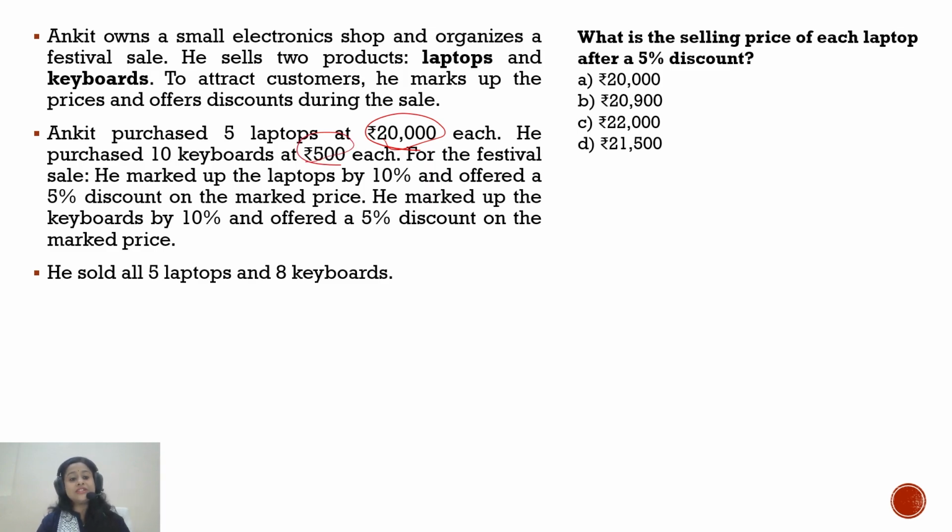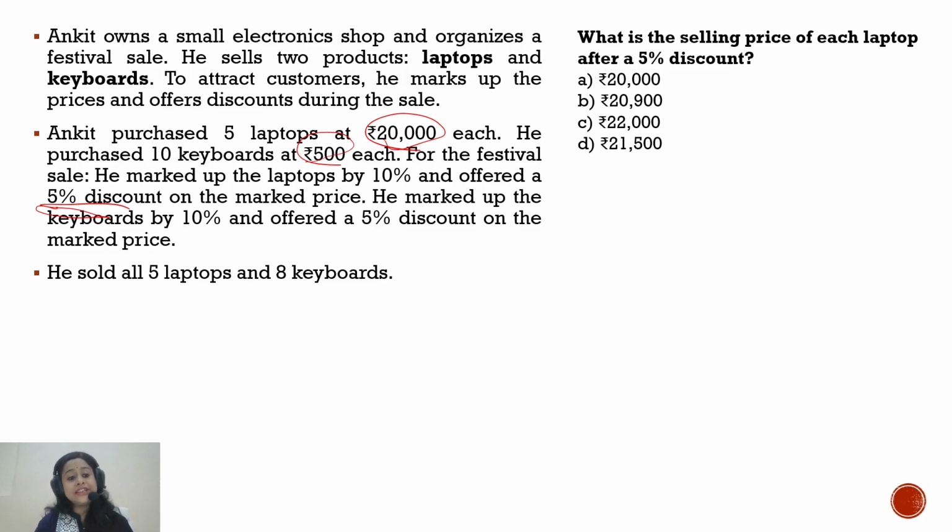So for the festive sale, he marked up the laptops by 10%. So over and above 20,000, he has marked the price 10% of 20,000. So 20,000 plus 10% of 20,000 is the marked up price which is written on the laptop. And after marking up the laptops by 10%, he is offering a discount of 5% on the marked price.